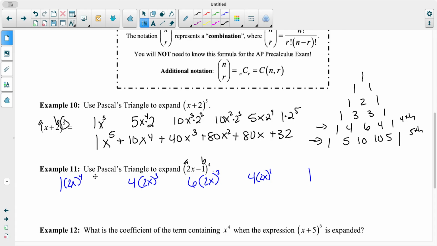So now your B term, so not anything here because that would be -1 to the 0. So this is going to be -1 to the 1st, -1 squared, negative 1 to the third, negative 1 to the fourth. And now I just need to simplify.